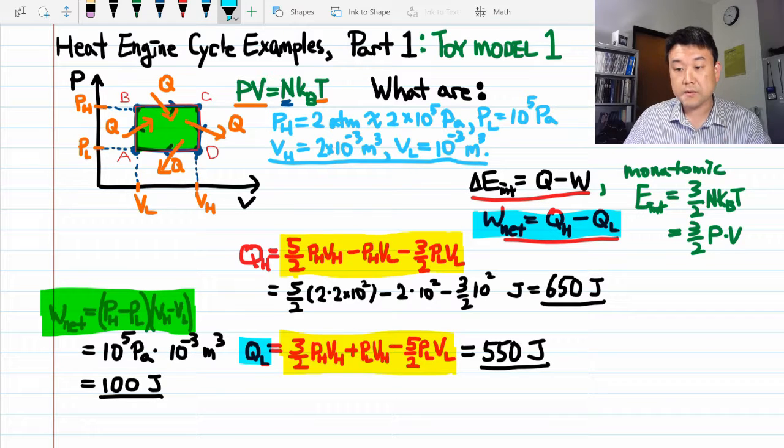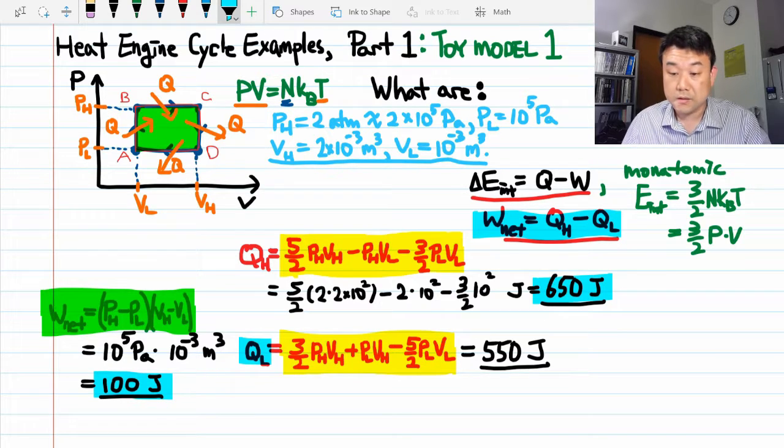I just want you to look at these numbers here. In this heat engine, when 650 joules of heat energy comes in, of that, only 100 joules is turned into mechanical work. And a vast majority of the input energy is expelled as what we are later going to call waste heat.